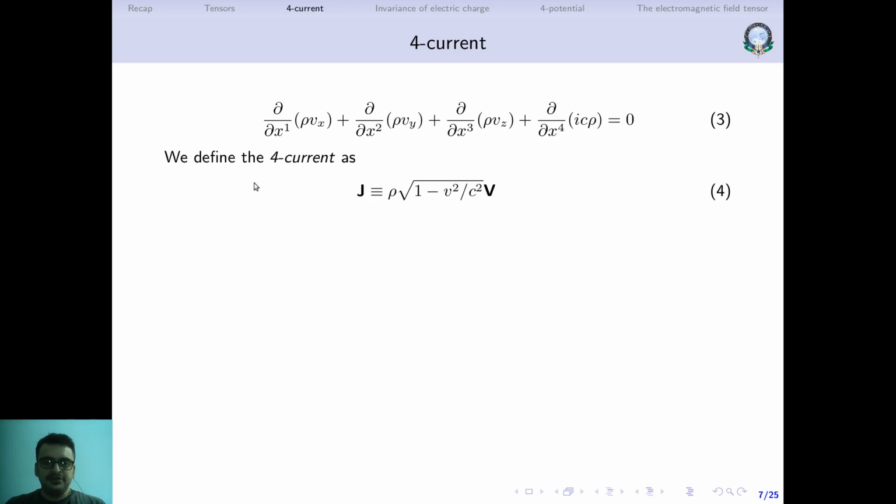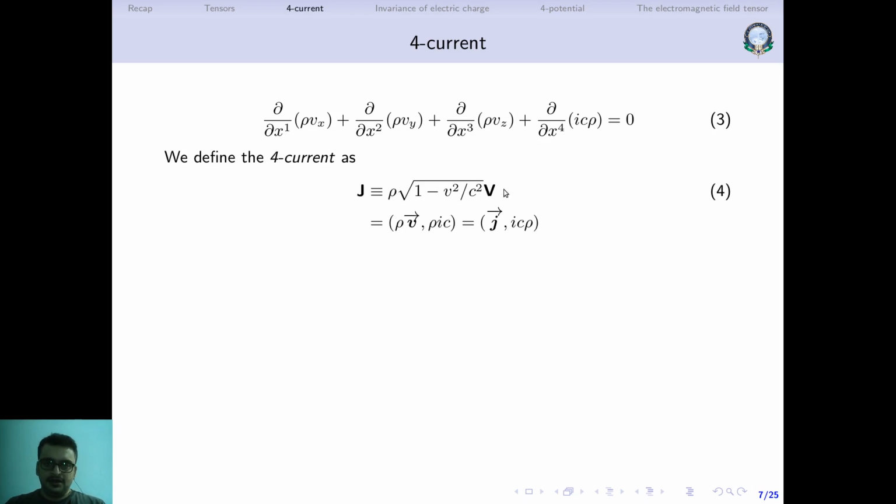So now we define the 4 current in this way. The 4 current is basically defined as rho times under root 1 minus v square by c square times, if you recall, the 4 velocity. You can see the definition is very similar to the current density in the 3-dimensional case. In the 3-dimensional case, it is J equal to rho into V. So here also J is equal to rho into V, but of course there is going to be this factor of 1 minus V square by C square due to relativity.